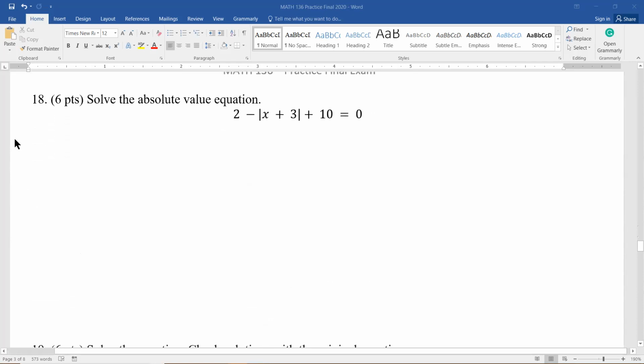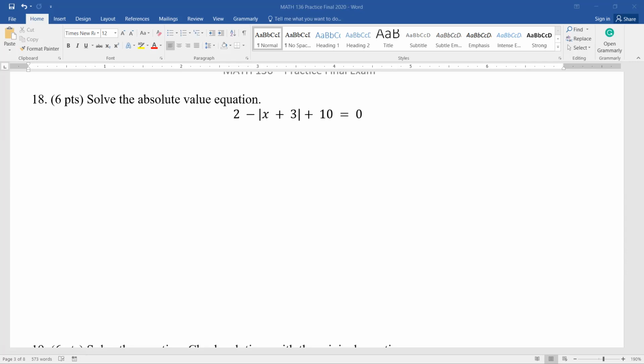All right, question 18, we're going to solve the absolute value equation. When we solve an absolute value equation, we first of all have to get the absolute value bars isolated on one side by themselves. We need to start by subtracting 10. So that gives us this equation here.